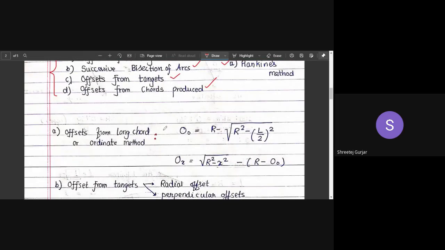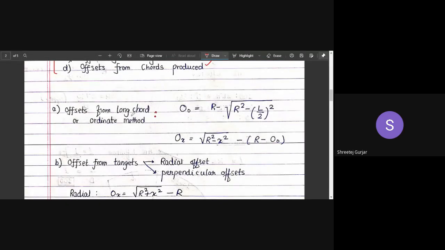So coming to the first method, that is offset by long chord, or what we call the ordinate method. This is the formula which you have to remember for this particular method. These two formulas you have to remember. This is the formula which gives you the mid ordinate, and this is the formula which gives you the ordinate at any x distance from the mid ordinate.